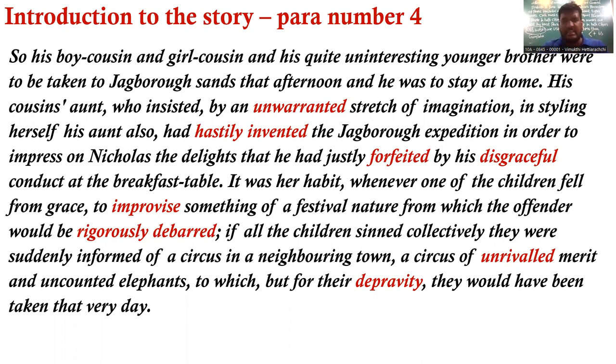So here we discuss what kind of punishments are given by the aunt. This expedition is not something new for them, right? Usually, whenever some child made a mistake or committed some offense, the basic behavior of the aunt is that she will definitely organize an expedition. Basically, she had only two places to go, either to the beach or to the circus. So the children also felt a little bored going to these places, because at the end of the day she had only two options. Either they will go to the beach or they will go to the circus. So Nicholas knew about that.